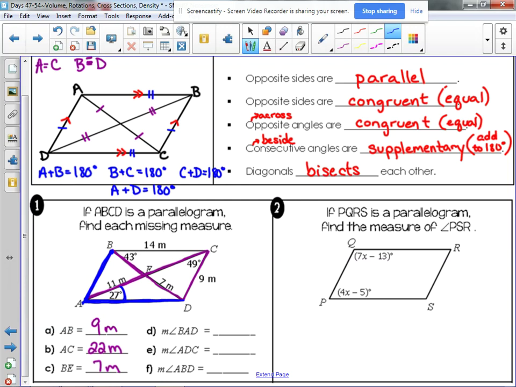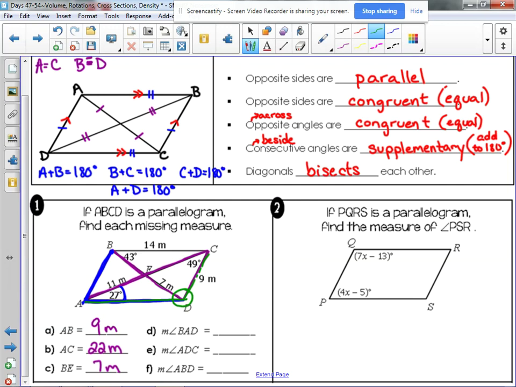So let's put that one on the back burner for a second. Let's see if we can find some more information that will give us a little bit more about that entire angle. Let's look at E. E says the measure of angle ADC. So we are talking about A to D to C. We're talking about this angle right here.